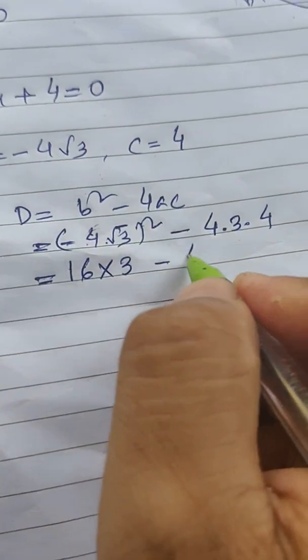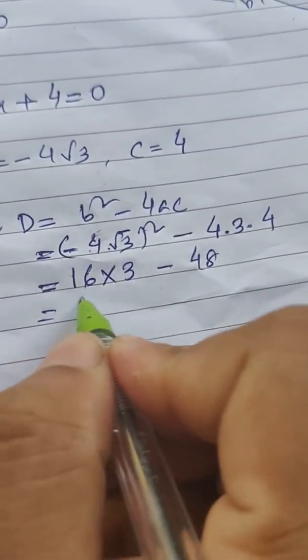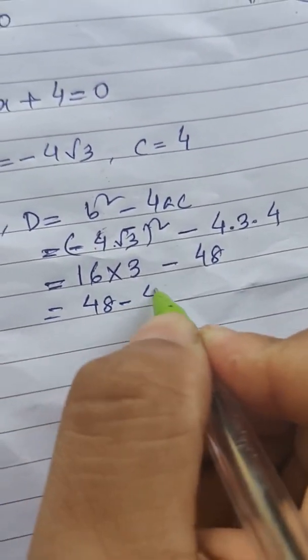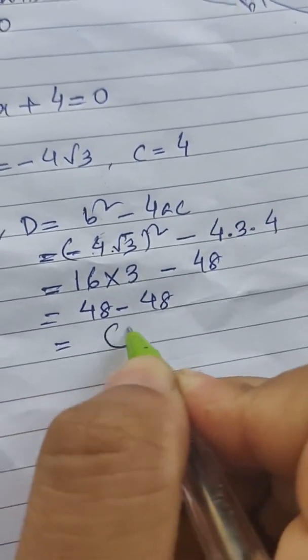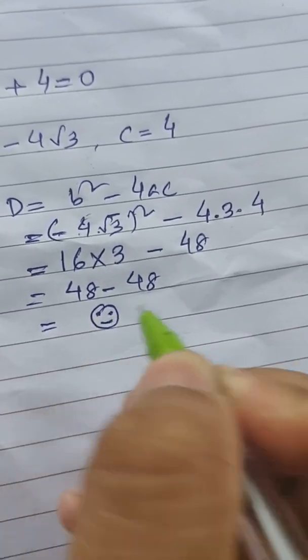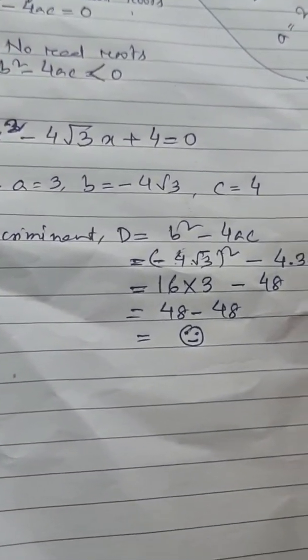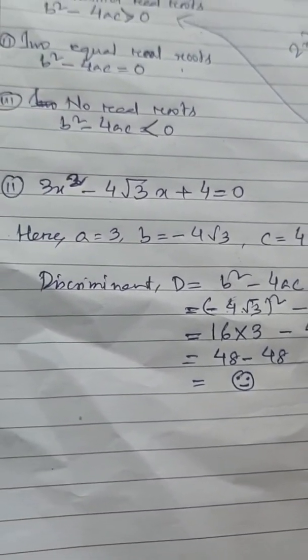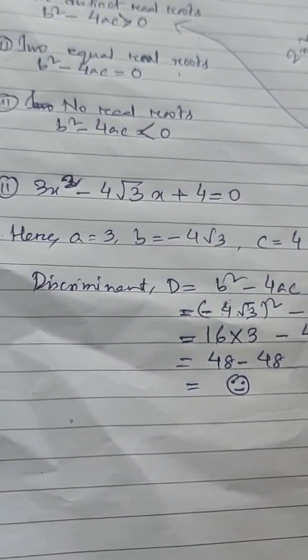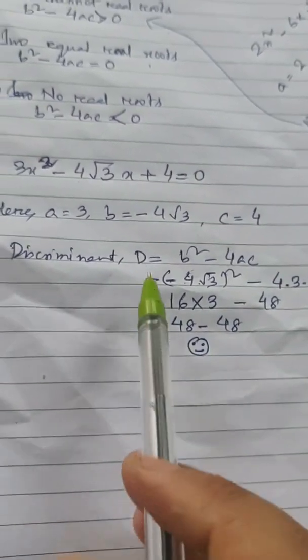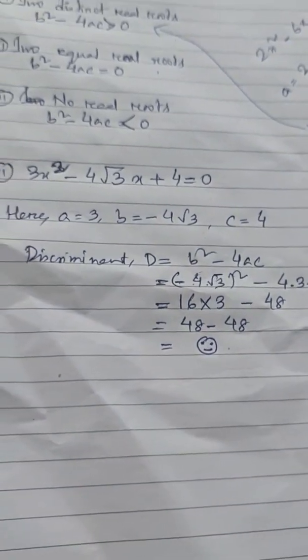40 is a 12. 12 4 is 48. So this will be 48 minus 48 equal to 0. Now that we have got 0, we'll see which condition this particular case matches. Which condition? First or second? First one was greater than 0. Second one is equal to 0. Yes. Here our discriminant is equal to 0.